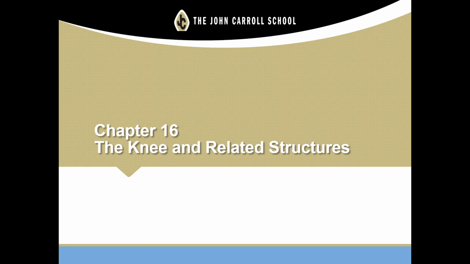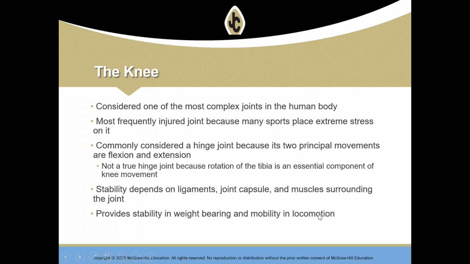We're going to start with the knee. Try to do the same thing we did with the last chapter. Hopefully this works. Okay, so the knee is considered one of the most complex joints in the human body. It's most frequently injured because many sports place an extreme stress on it. Commonly considered a hinge joint, its two principal movements are flexion and extension, but there is also some rotation at the tibia that occurs in some cases, so it is a little bit of a modified hinge joint.